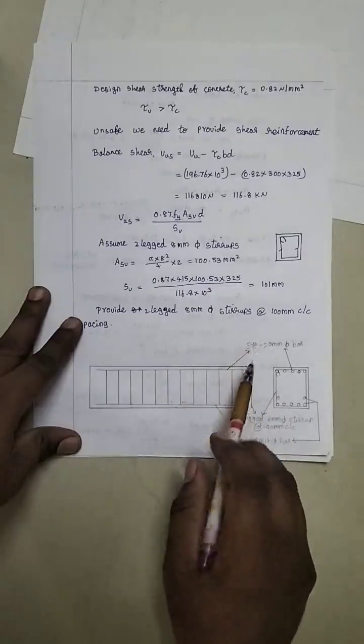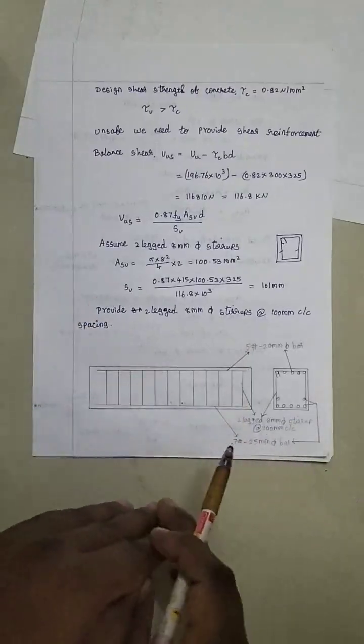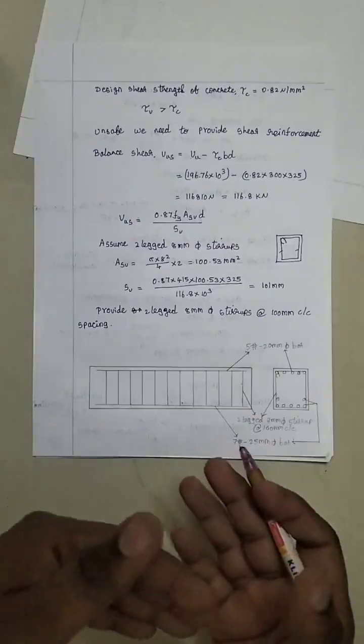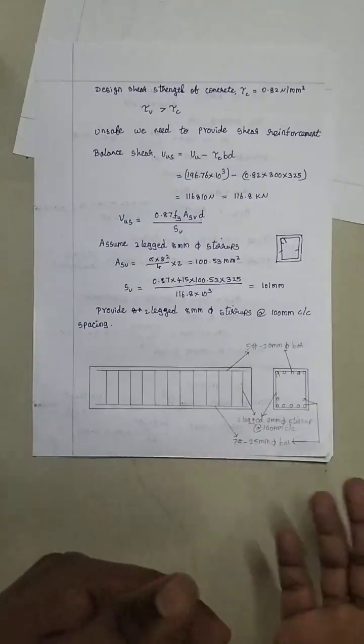So with this we complete the problem. In addition to this, if they have asked to calculate the development length and deflection, you need to do it as per the IS 456 codebook.